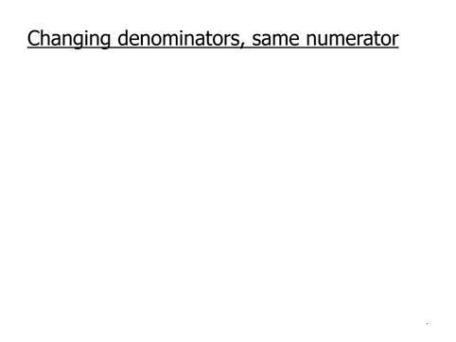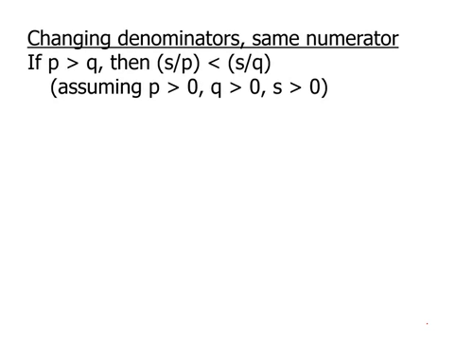What if we change the denominator and keep the numerator the same? Well, if we make everything positive here, then if we make the denominator bigger, we get a smaller fraction. This is a really big, really important idea. Make the denominator bigger, we get a smaller fraction.